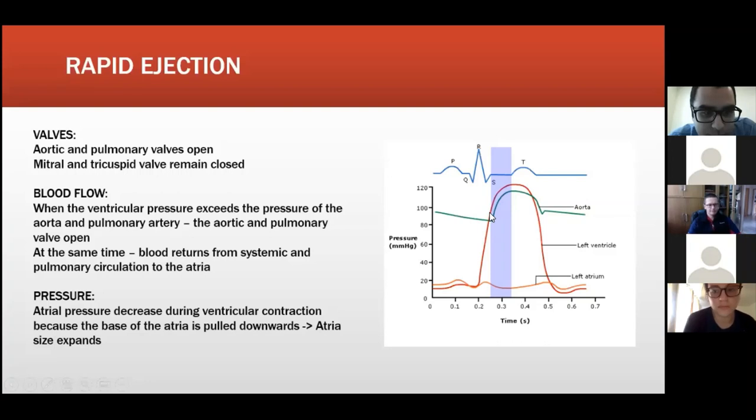And also what you will see is that the atrial pressures decrease during the ventricular contraction, and that's because the atrium is pulled downwards towards the apex of the heart, and the atrial size will expand, and you see the waveform in the left atrium go downwards. So the important thing here is that as it transects here, as the left ventricle pressure exceeds the pressure exerted on the semilunar valves, you get the ejection of blood. So the semilunar valves are forced open, and the mitral and tricuspid valves remain closed.